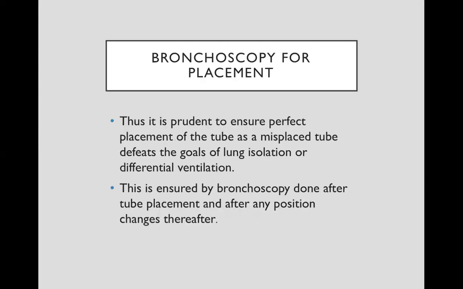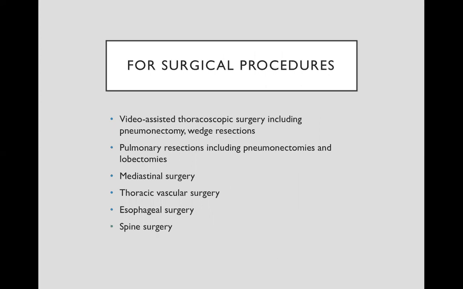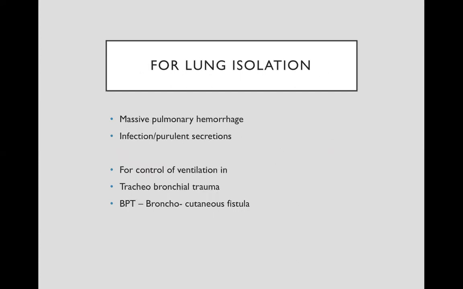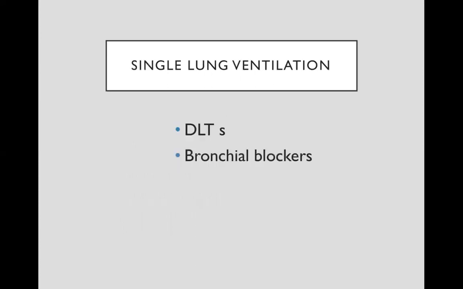Because you want a single lung ventilation, it is mandatory that the tube placement be perfect, as a misplaced tube defeats the goal completely. So you need bronchoscopy for adequate placement, and the right person to do this is the anesthetist. You need single lung ventilation for video assisted thoracoscopic surgeries, pulmonary dissections, esophageal surgeries, spine surgeries, not our domain. Massive pulmonary hemorrhage, and for control of ventilation in tracheobronchial fistulas and bronchocutaneous fistulas. You get what are termed DLTs, that is double lumen tubes, and with that, single lung ventilation is done.